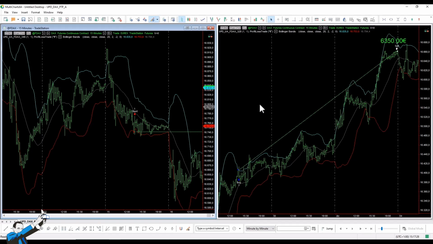Today in particular, as you can see from these two charts, we will focus on two strategies built on the DAX future, the main European stock index. Both strategies enter positions at the crossover with the Bollinger Bands, which in this case are used with a trend following logic. This means that we will go long, so we'll buy at the crossover with the upper band, and go short, so we'll sell at the crossover with the lower band, exactly as you see in these two examples.